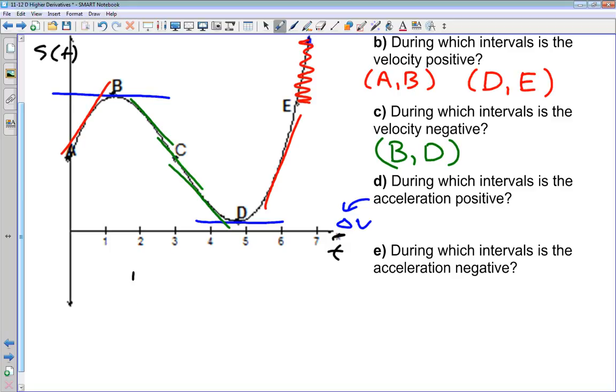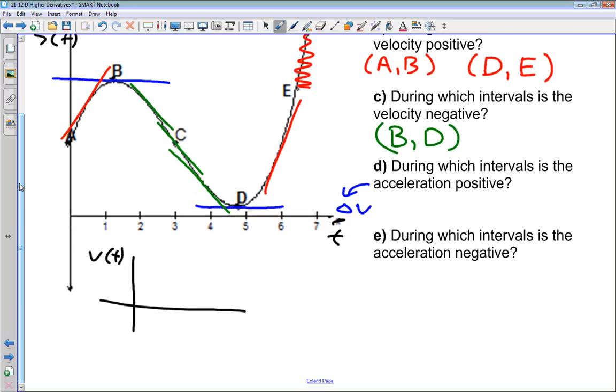We'll just take a little bit of space down here, V at t. Okay. What is our velocity curve going to look like? Well, if we start at A, our velocity is positive. Okay. We get to B, our velocity is 0. From B down to D, our velocity is negative. At D, it is 0 again. And then at E, it is positive again. So we know that there are 2 points where it's going to be 0. Let's just put them on our graph there, and we will label them B and D.